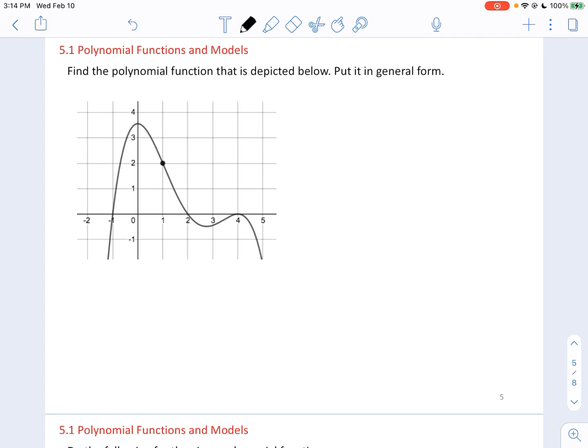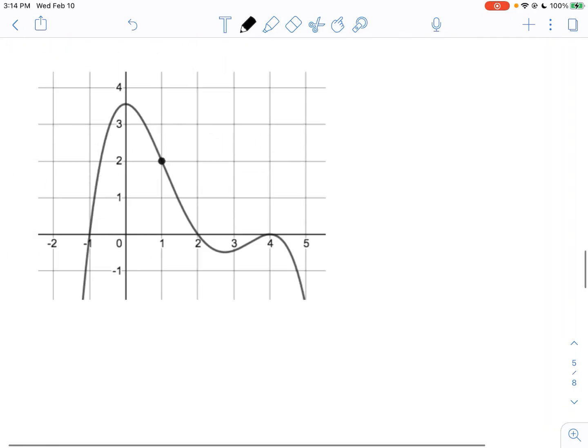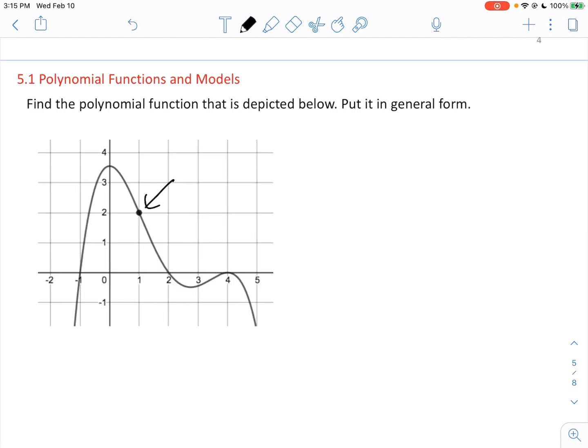Find the polynomial function that is depicted below. Put it in general form. All right, the way to create the polynomial is to use our factored form, and by noticing whether we get crossing or bouncing off at the different x-intercepts. Then we have this extra point right here that we have to make sure we go through.